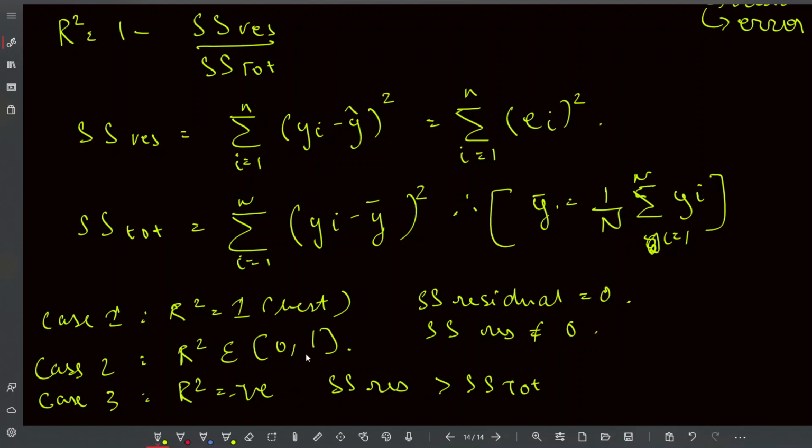Usually we get values of R square between 0 and 1, and a value between 0 and 1 is fine, and wherever you get the value of R square closer to 1, you can choose that particular model. Okay, so this is what R square is all about.